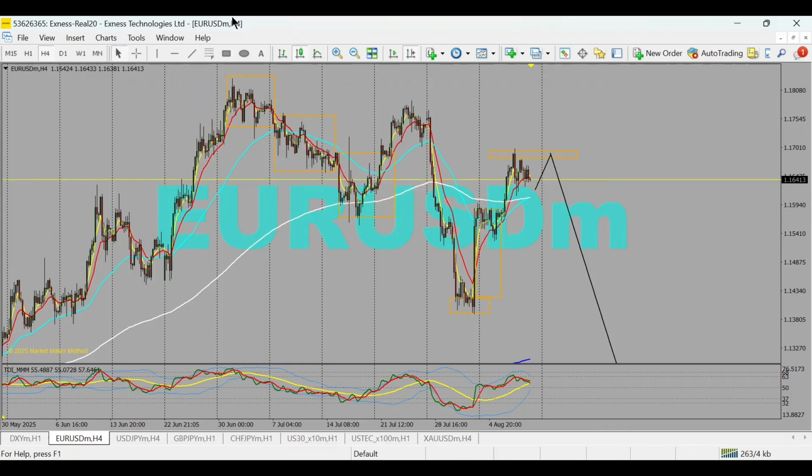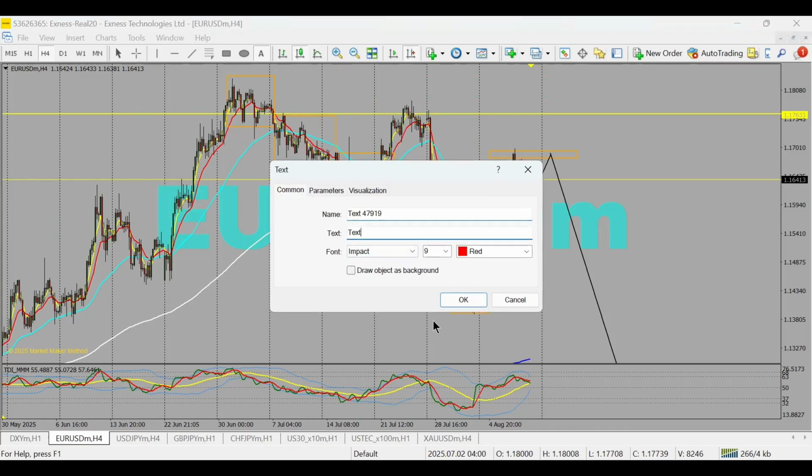If we draw a horizontal line here, what we can see is that the dealer simply gave us some pins above this high. This was just a trap move. The dealer was accumulating orders and trapping buyers, and then he quickly shifted the market back into our level 3 right here. So this was our peak formation high right here.